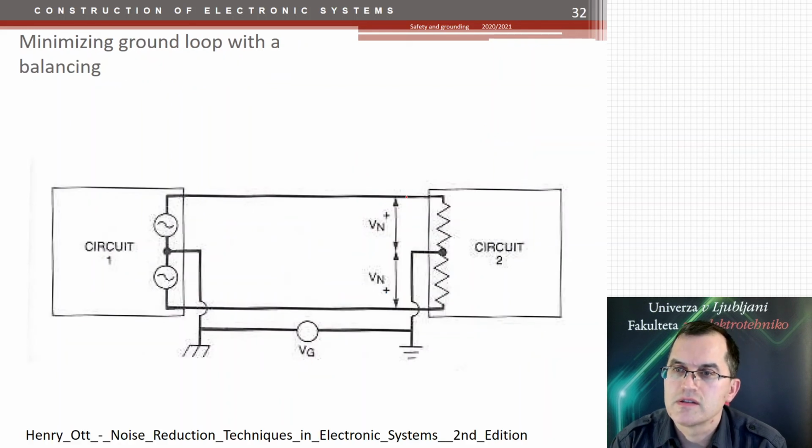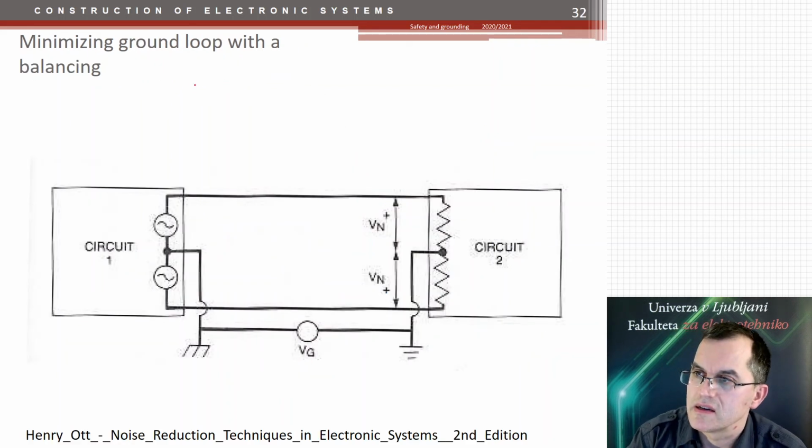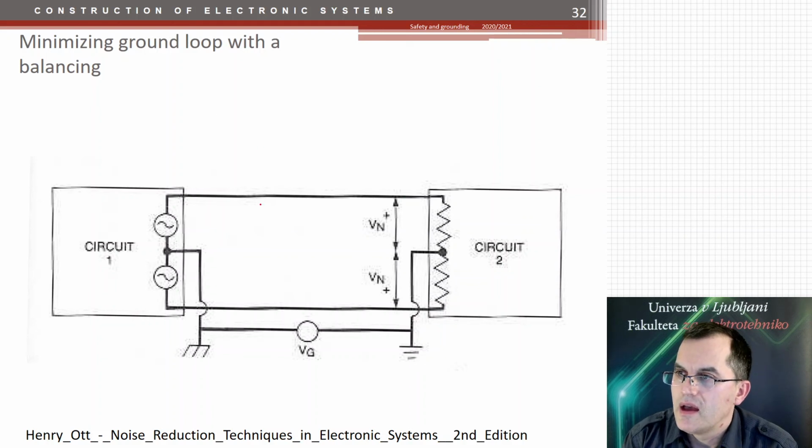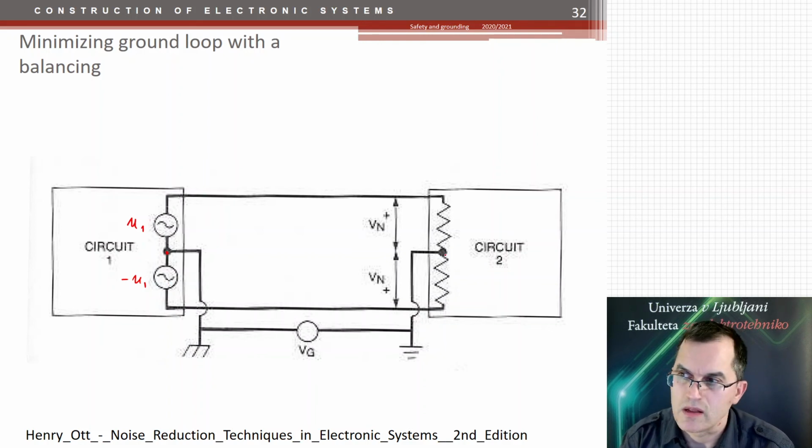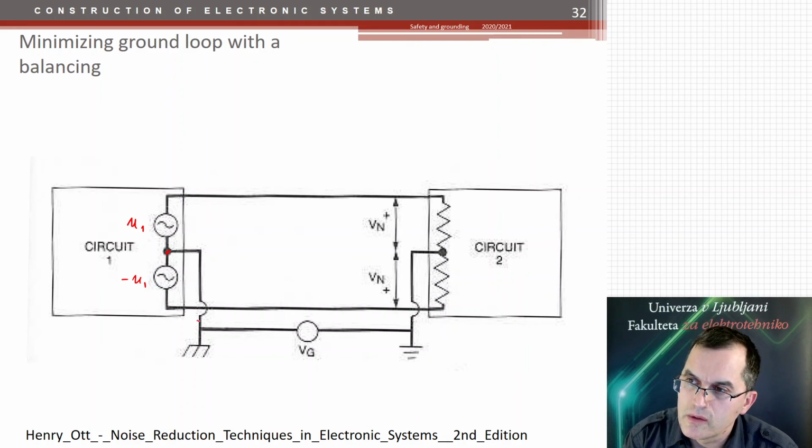The final option which I would like to show is balancing. What is balancing? Balancing means that your original signal is already differential. So your signal is actually like that: voltage and the reverse polarity, or reverse phase, voltage generated here. So your output signal is totally differential and your input is differential as well. Therefore, the voltage potential difference between the grounds does not affect the differential part of the signal.